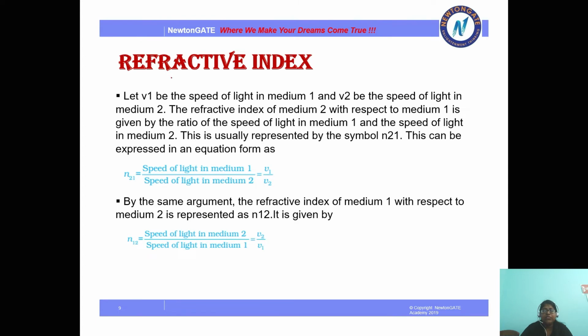Similarly, if I am trying to find the refractive index of medium 1 with respect to medium 2, then n12 equals the speed of light in medium 2 divided by the speed of light in medium 1. What I am suggesting is that if you are trying to find the refractive index of medium 1 with respect to medium 2, you write n12, and the medium for which you are finding the refractive index should have its speed of light in the denominator, and the other in the numerator.